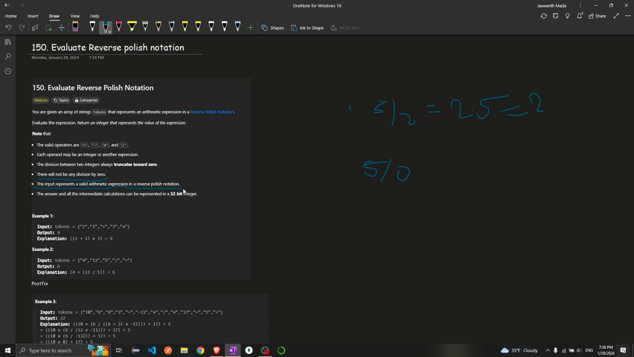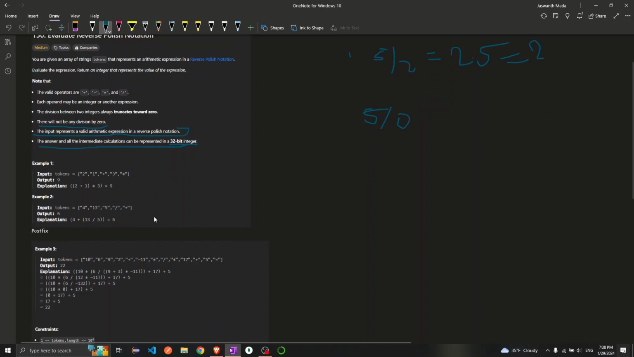They have mentioned that they always give a valid arithmetic expression, and the answer and all the intermediate calculations can be represented in a 32-bit integer. You got it right. There is no need to use long or any other data type. We can just use integer in this case.